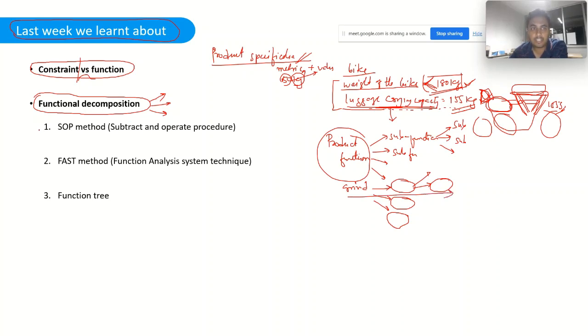We discussed two methods. One was the SOP method and one is the FAST method. So what was the SOP method? Do you remember?